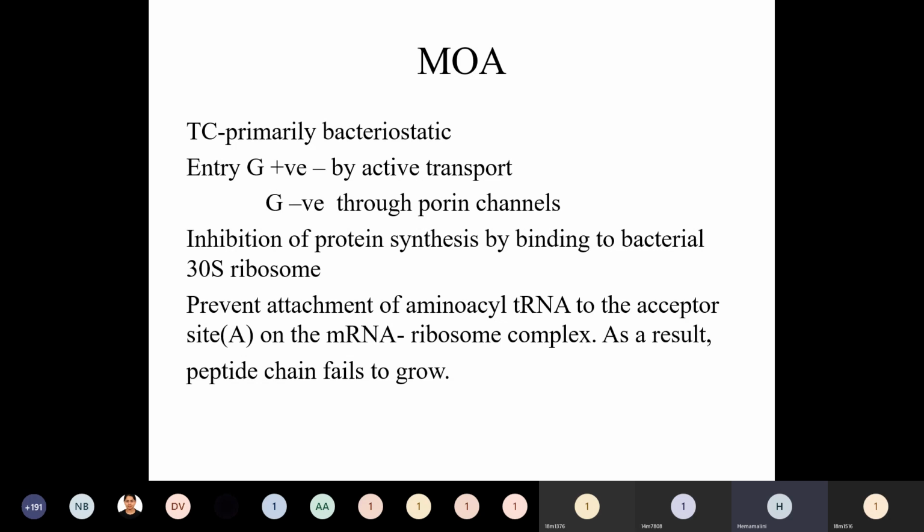Next, we'll see the mechanism of action of tetracyclines. They are primarily bacteriostatic in nature. How do these drugs enter the bacteria? In gram-negative bacteria, they enter by active transport, whereas in gram-positive, they act through porin channels. What is the exact mechanism of action? These drugs bind with the bacterial 30S ribosome and inhibit bacterial protein synthesis. They prevent the attachment of aminoacyl tRNA to the acceptor site, that is the A site. There are 2 sites, the acceptor site called the A site and the peptidyl site. They prevent attachment of aminoacyl tRNA to the acceptor site on the mRNA ribosome complex. As a result, the peptide chain fails to grow.